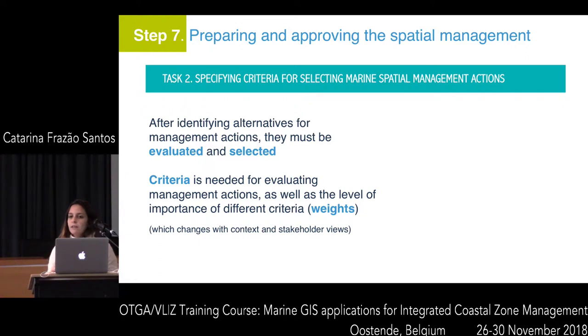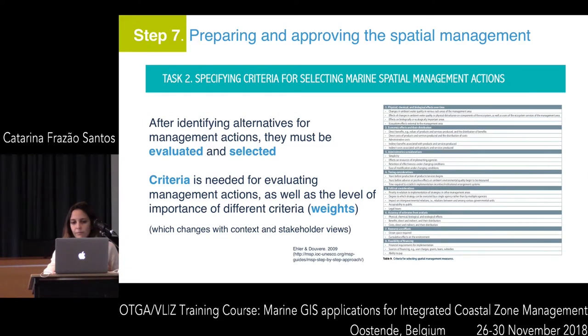So the team can set a number of criteria, and they are very convinced that the first one is more important than the third. And then what happens is that stakeholders get involved and say, no, it is not like this. Our view is that the second is the most important, and things change. And that's very important. That's one of the reasons why stakeholder engagement and involvement is very important. And you cannot see it very well, but these are criteria for selecting management actions that are also in the guide.